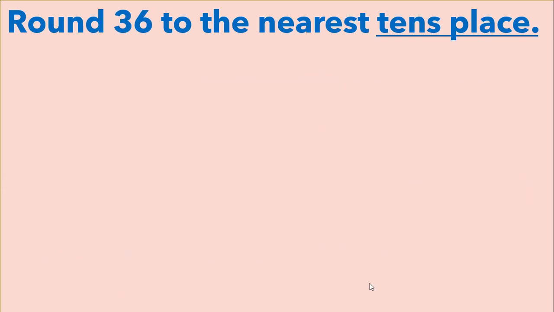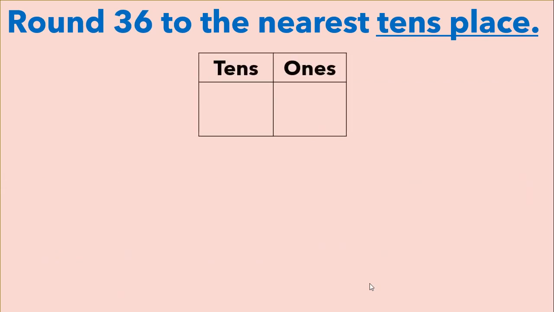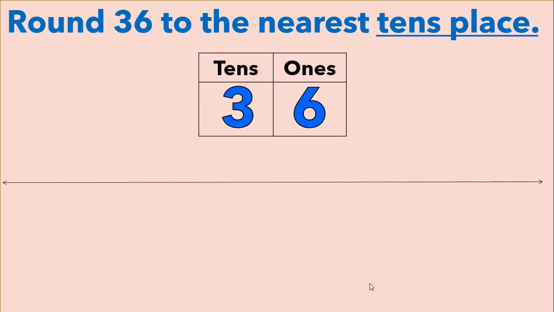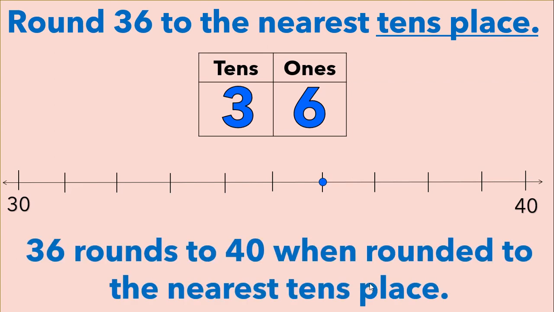Now let's round 36 to the nearest tens place. We're going to start with our place value chart, and we're going to put our digits into the place value chart. We can see that we have 3 tens in the number 36. So when we create our number line, we're going to start with 3 tens or 30 ones. One more ten than 3 tens is 4 tens or 40 ones. So now we can break our number line up into 10 equal parts. Since there are 10 parts in between 30 and 40, each part represents one whole. So we can plot 36 on the sixth line after 30. We can see 36 is closer to 40, so 36 rounds to 40 when rounded to the nearest tens place.